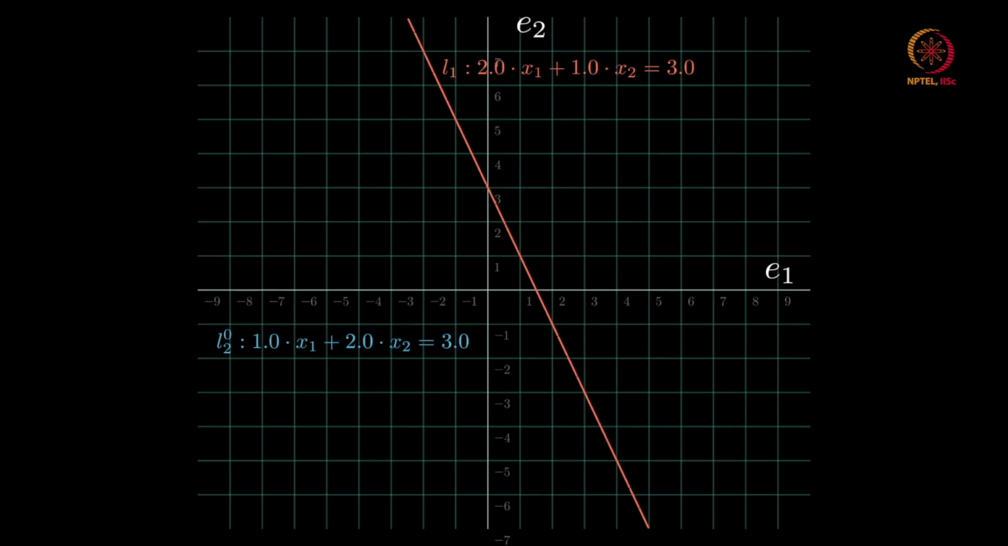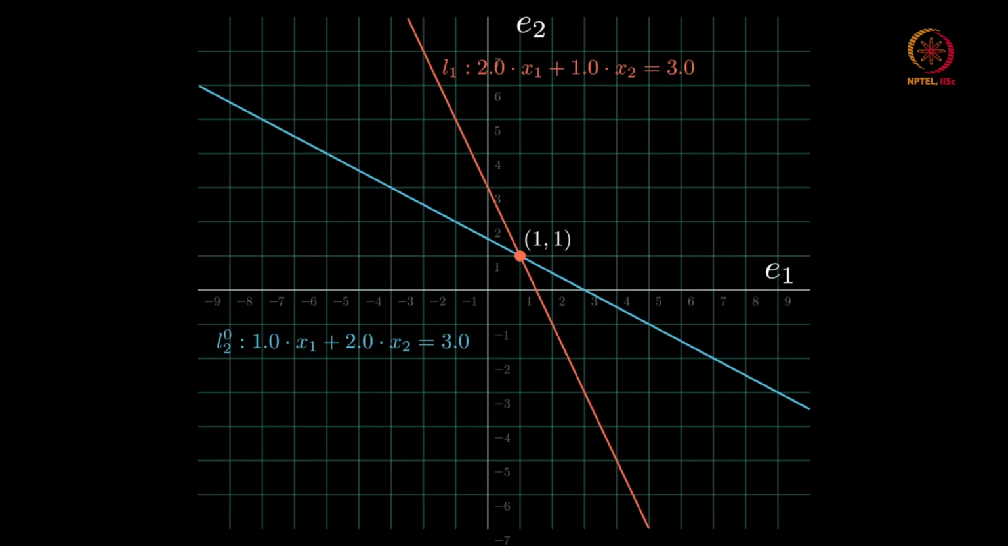When x2 is 0, x1 is 3, and when x1 is 0, x2 is 1.5. So, it is going to be here. Let us assume it is going to cut like this, and that is the point 1 comma 1 where the two lines meet.